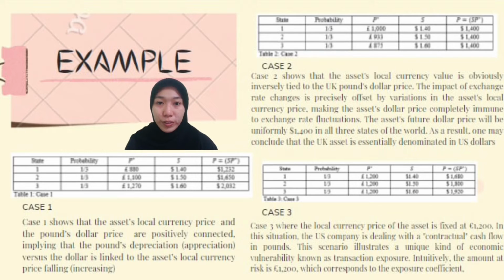And the last one is case 3, where the local currency price of the asset is fixed at £1,200. In this situation, the US company is dealing with a contractual cash flow in pounds. This scenario illustrates a unique kind of economic vulnerability known as transaction exposure. That's all from me. Thank you.